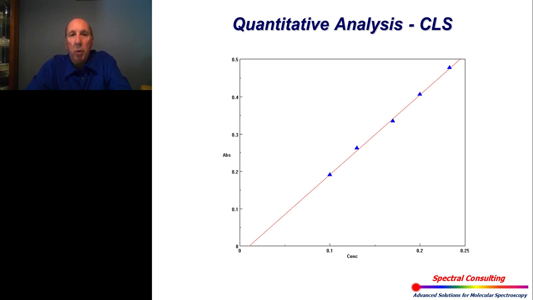So from that point forward, we could look at that particular molecule, whatever it is, and say, yes, I have 0.35 moles present, because my absorption intensity is about 0.73.